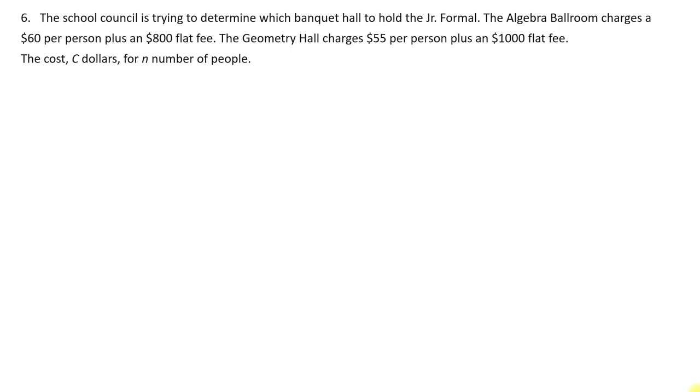The algebra ballroom charges $60 per person, or $60 per number of people. So we could say that the cost equals 60N plus the $800 upfront fee. The geometry hall, their price scenario is $55 per person plus $1,000 upfront fee. So the cost for that is C equals 55N plus 1,000.